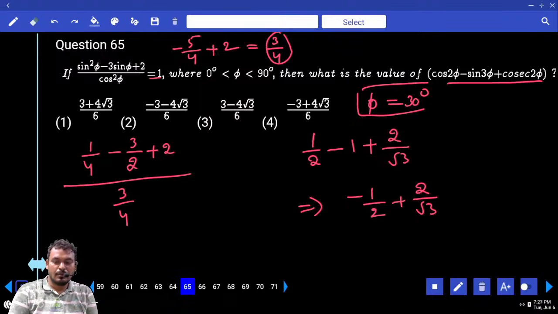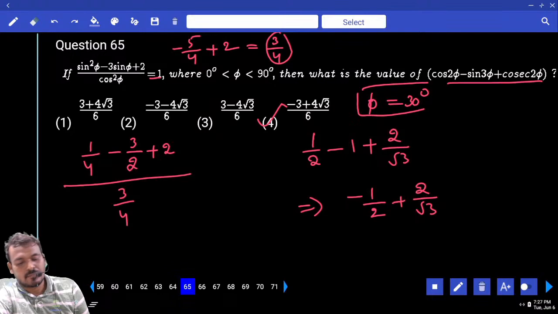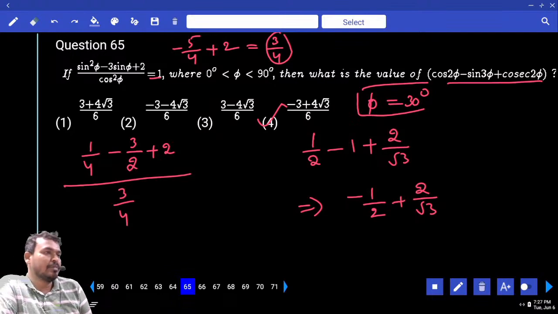Fourth option. Minus 3 by 6. Fourth option. One is negative, another one positive. Minus 3 by 6 minus 1 by 2. 4 root 3 by 6. That is 2 by root 3 or not?